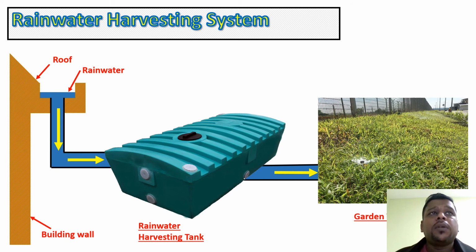So this is a sample of what we did at our company. We collect water from the gutter and send it to the rainwater tank, and from the rainwater tank we use it for gardening and irrigation.